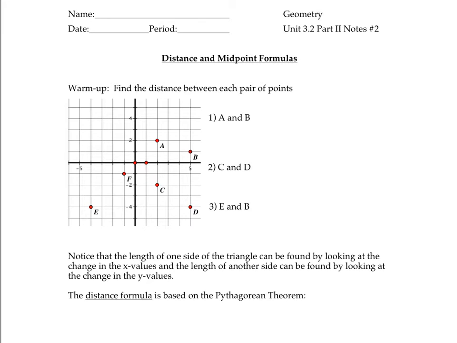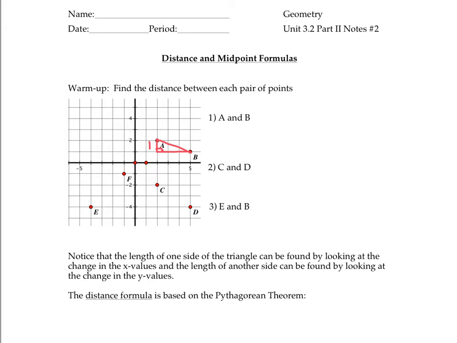Hi everyone, in today's lesson from Unit 3.2, Part 2, we're going to take a look at how the distance formula is derived from using the Pythagorean theorem on the coordinate plane. So as a review, in number 1, we want to find the length of the segment, or the distance between points A and B. So recall that in our previous lesson, we would turn this into a right triangle by sketching in the horizontal and vertical segments and counting to find their lengths.